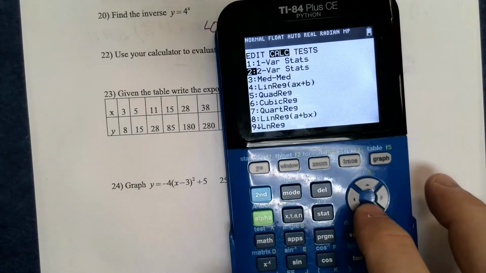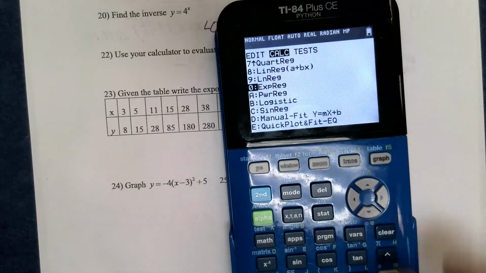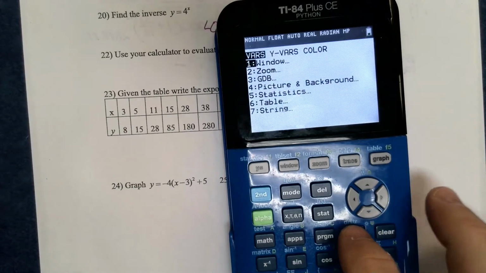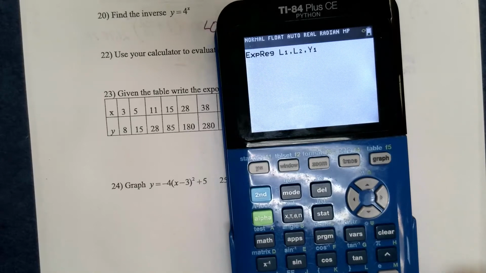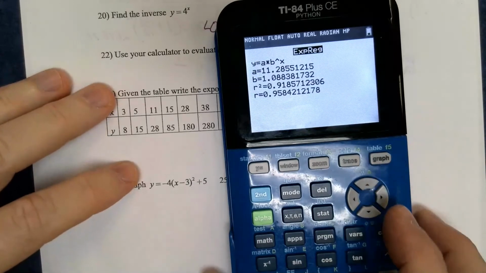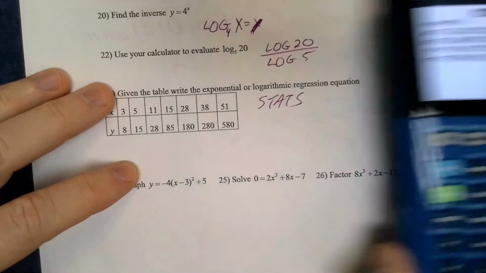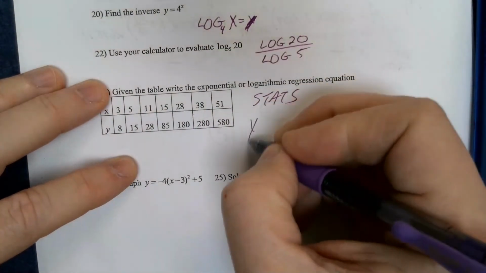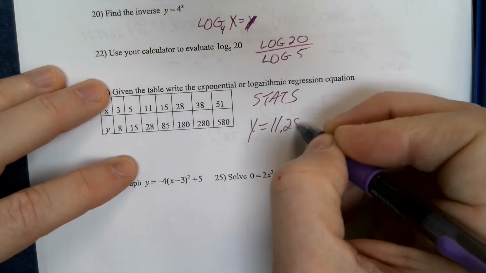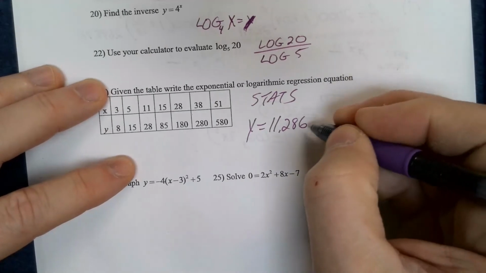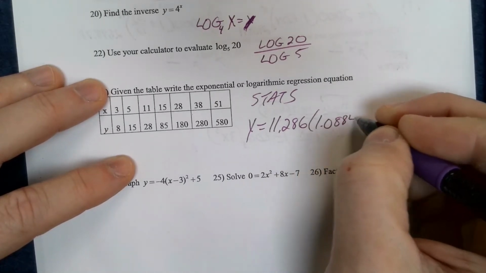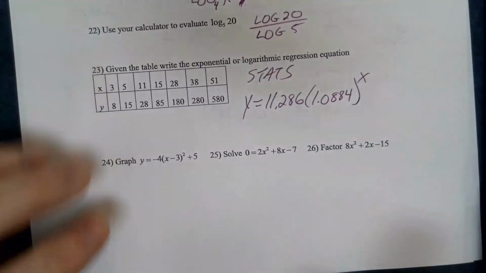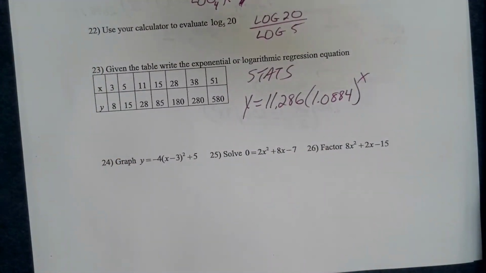So stat calc and exponential regression. Vars, y vars, function, y1. So 11.285 or 11.286. Y equals 11.286, parentheses 1.0884 to the x. That's a pretty decent equation for that one.